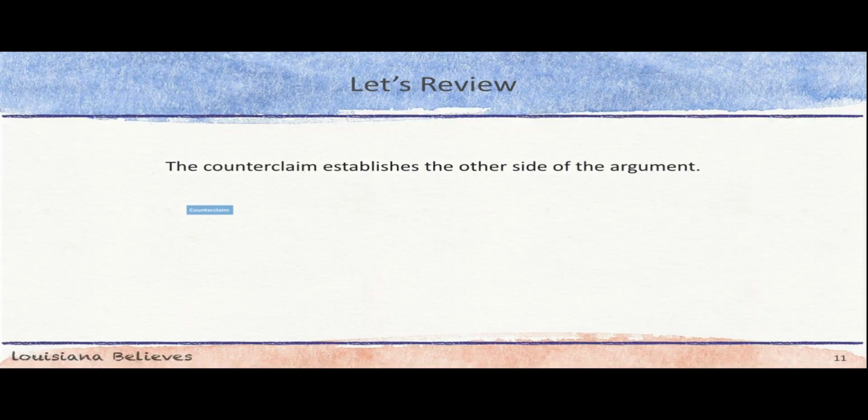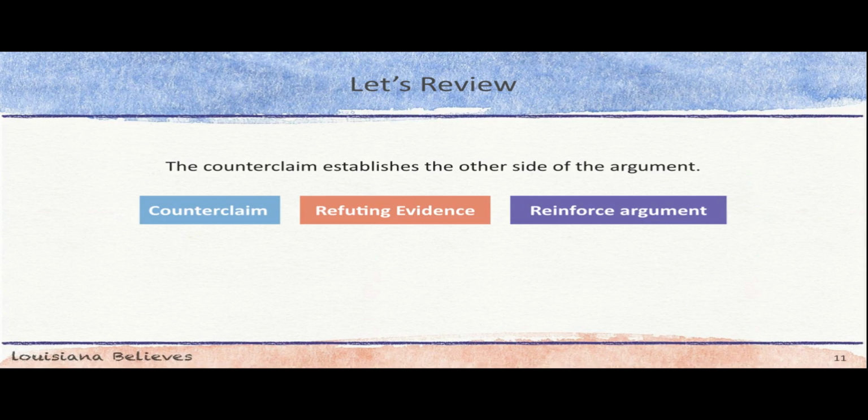Let's review your answer. The counterclaim establishes the other side of the argument. It tries to predict what a skeptical reader might think about the argument. Then you use more evidence and explanations of connections to prove that your side of the argument is still stronger.